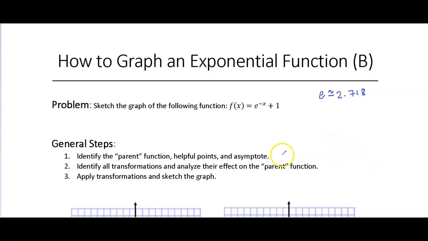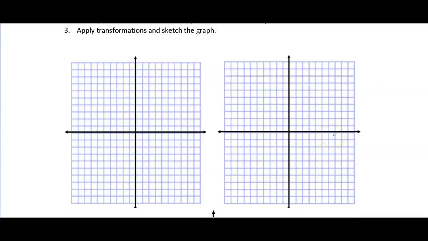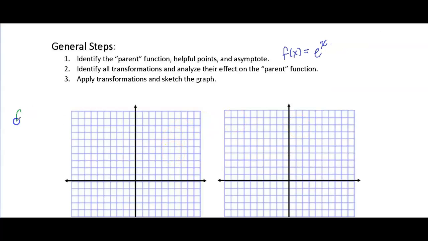Well, the parent function is going to be f of x equals e to the x. So let's go ahead and start there. I'm going to do this one a little bit different from the last example. In the last example, we focused on the points and the math that was happening to those points. In this example, we're going to focus on the graph and look at the transformations as they happen. So we have f of x equals e to the x. And let's go ahead and create our t-table here.